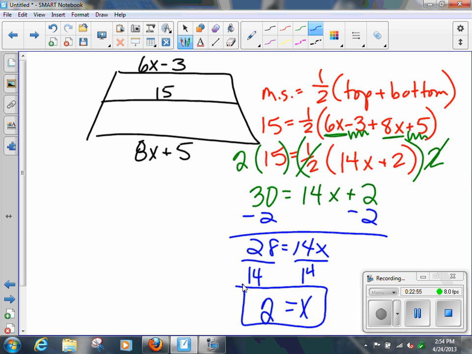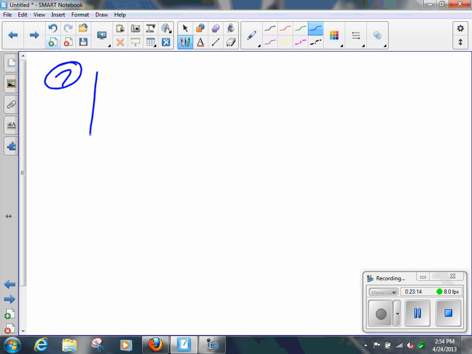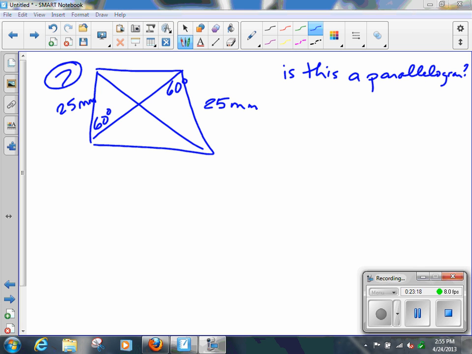Now, that is a ramped up mid-segment problem. Can you do that? Absolutely you can do that. It's algebra, okay? Look at the next one, the practice problem. You've got a proof there. We're not going to look at the proof, but I do want you to look at number 7. It says, decide whether this quadrilateral is a parallelogram.